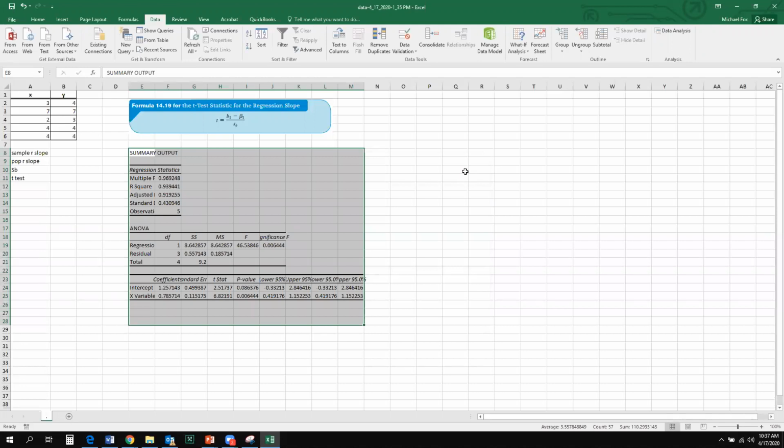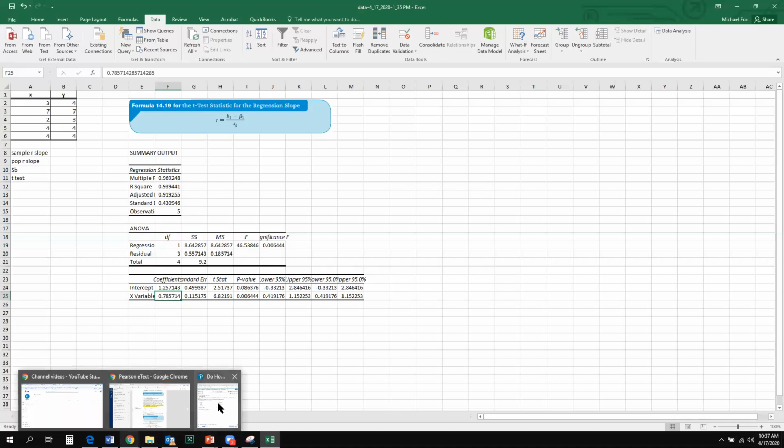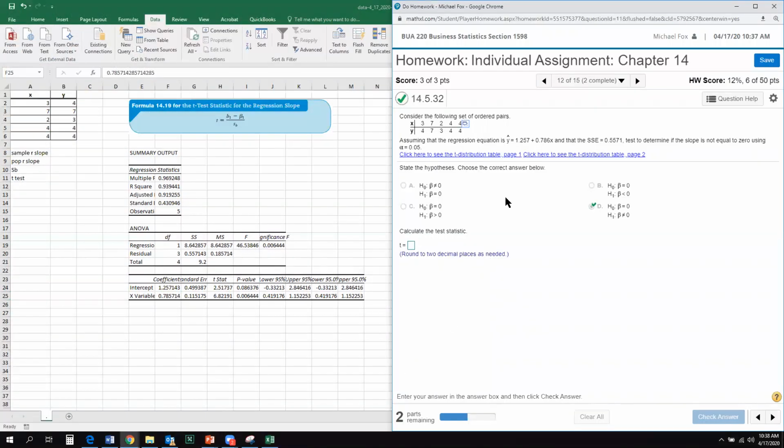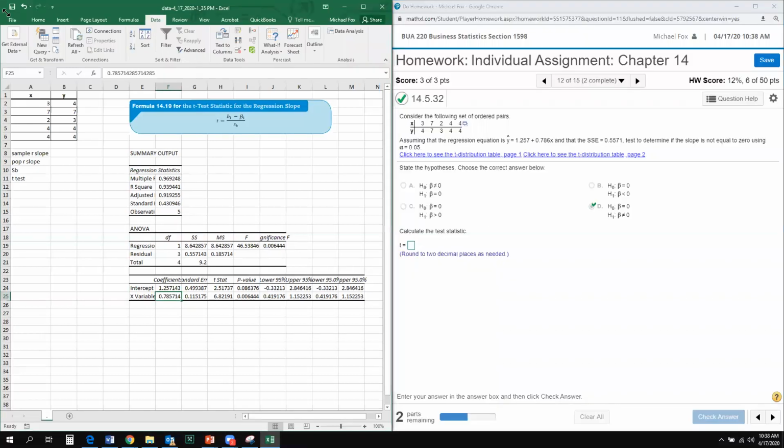You can see that my slope is always this X variable right here. If we go back to the problem info, we can see it given to us right here, 0.786. But the reason I did this is because it's going to have some other data that's helpful to us. So our sample slope is this one right here. That's the slope of the sample data, another way of putting that.